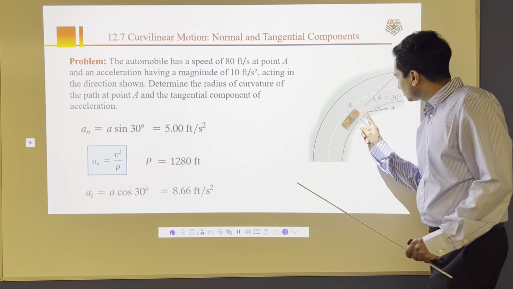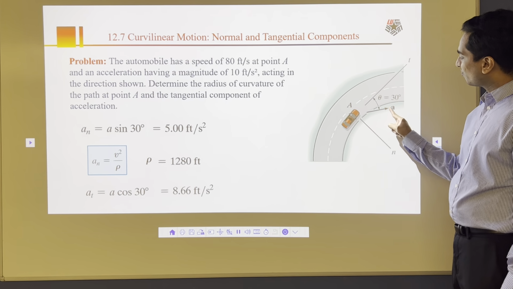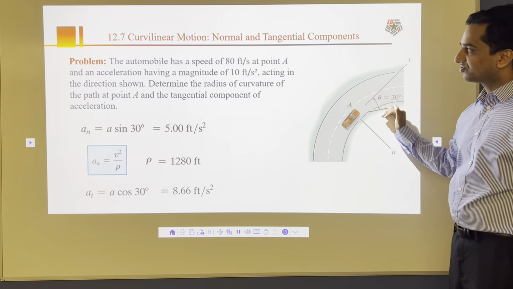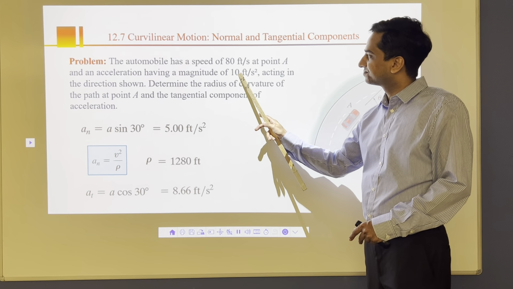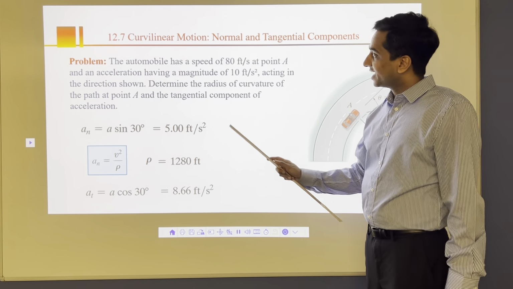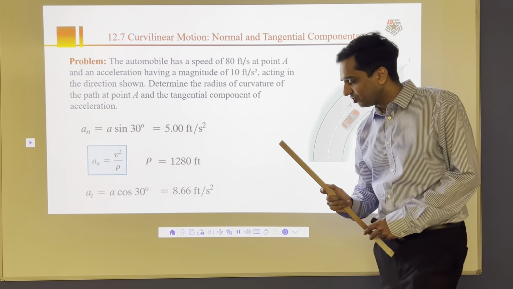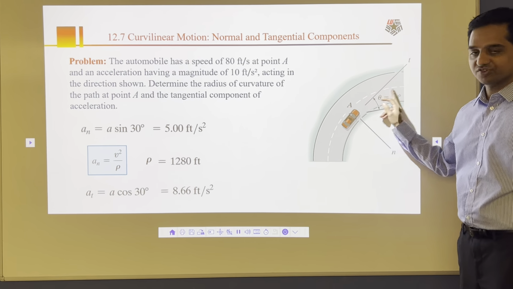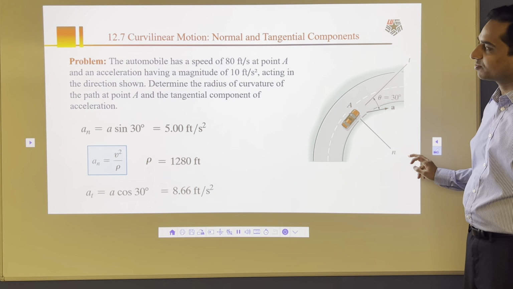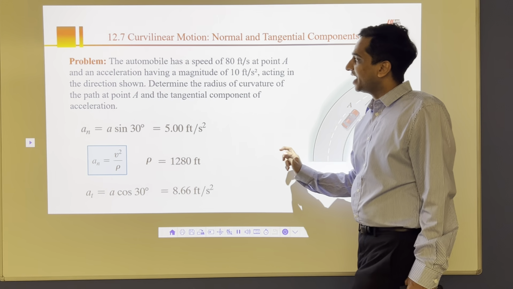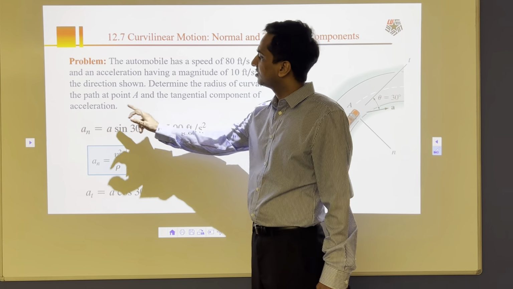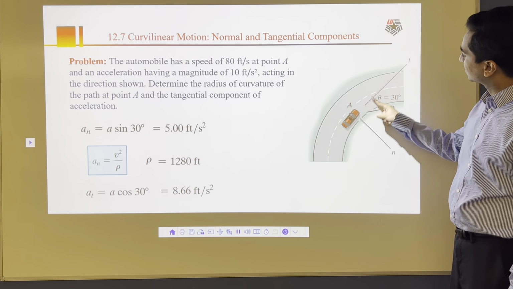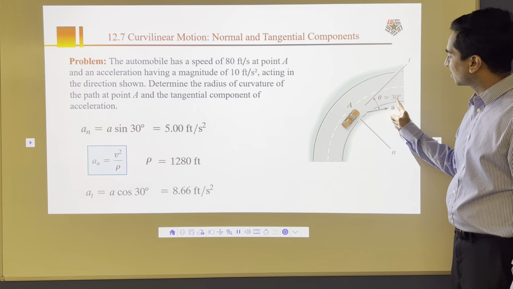We also know this part. The magnitude of this acceleration is 10 feet per second square. So that value is given. It means we have velocity and we have acceleration. What we want to find out is the radius of curvature for this road, whatever the center point, what is the radius. And you also want to know the tangential component of acceleration. The information we have is this angle, and we are going to use that.